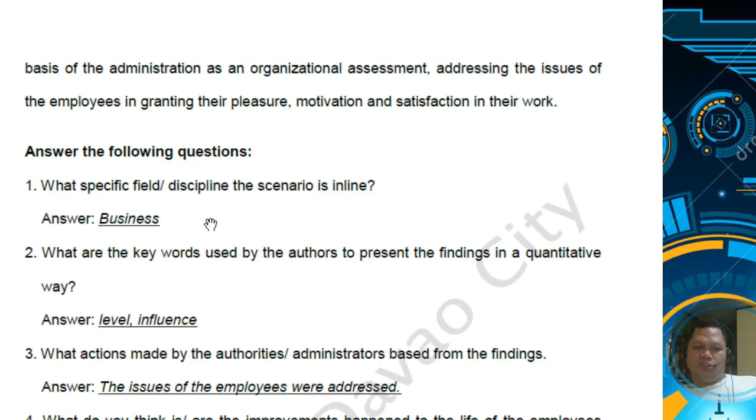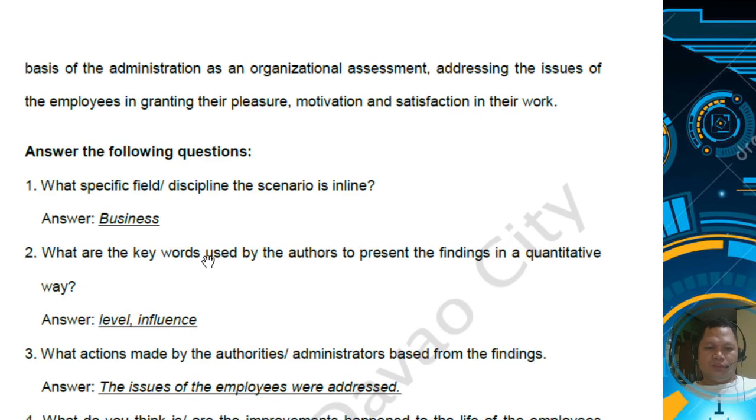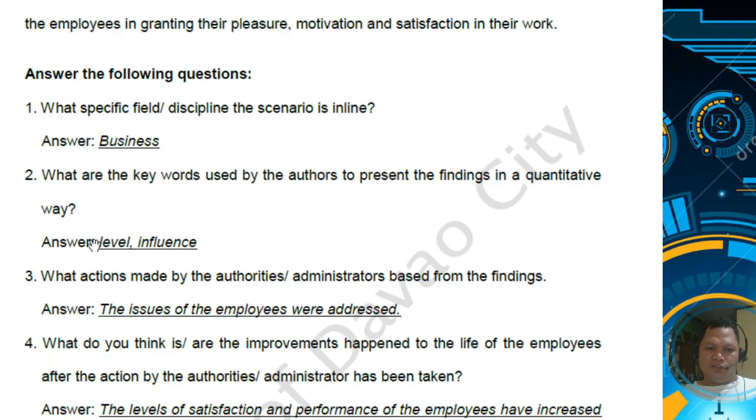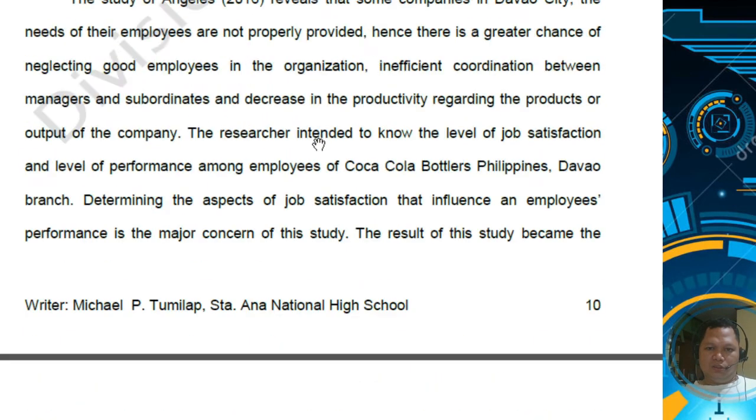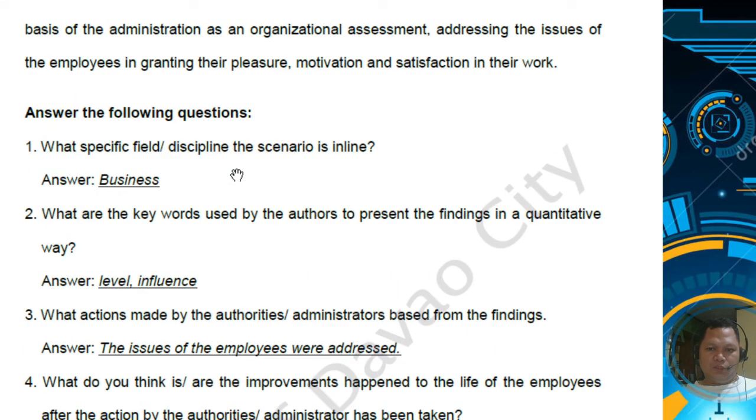So what specific field or discipline is this scenario in line with? The answer is business, because it is a study in the Coca-Cola Bottlers Company. Now, what are the keywords used by the authors to present their findings in the study? The keywords are level and influence. So this is it: the level of job satisfaction and the level of performance. Those are the keywords used by the researcher.